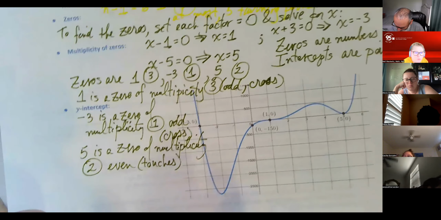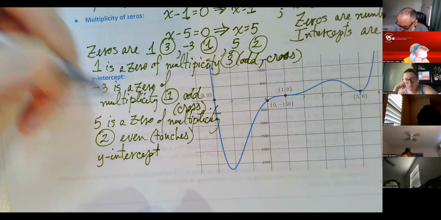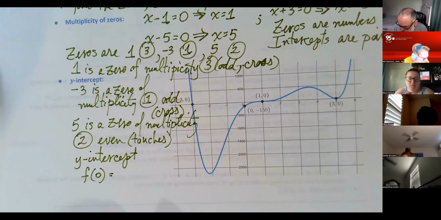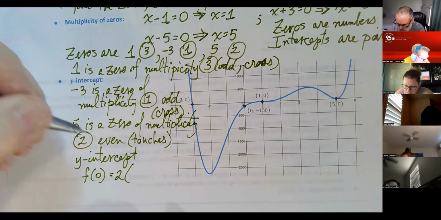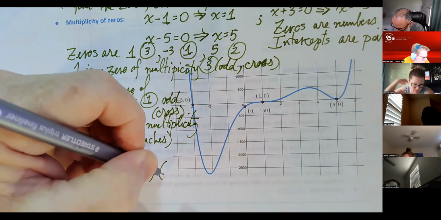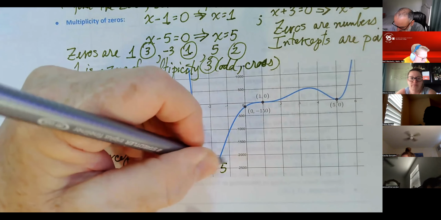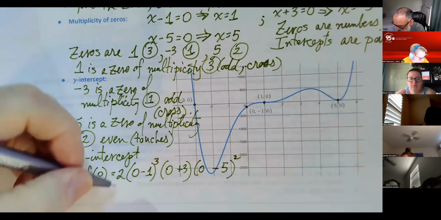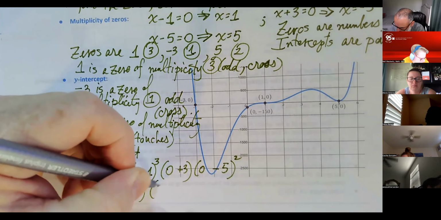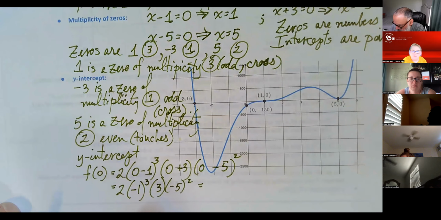Okay, so to find the y-intercept, we're going to find f of 0. Well, let's see. That's 2 times 0 minus 1 cubed times 0 plus 3 times 0 minus 5 squared. So we have 2 times -1 cubed times 3 times -5 squared. Let's find all these exponents.